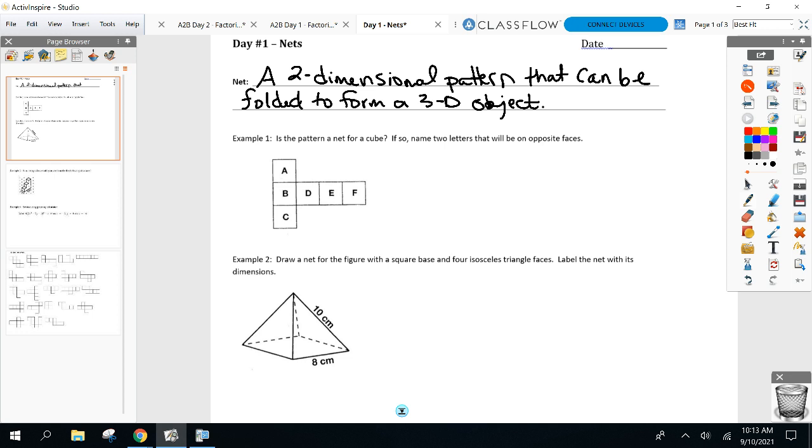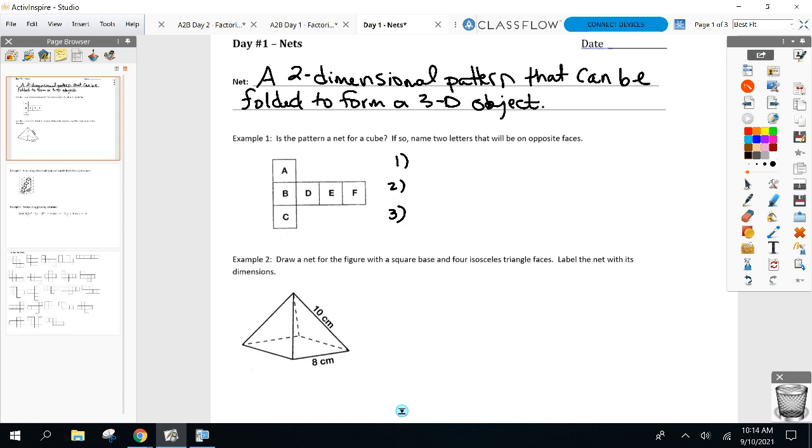But when you do that, what letters would be opposite each other? Meaning, what 2 letters would be on the top and the bottom? What 2 letters would be on the front and the back? And then what 2 letters would be on the right and the left? I'm going to give you a minute or 2 to think about that and jot it down on your notes. Then I'll start calling on people using my numbers here.